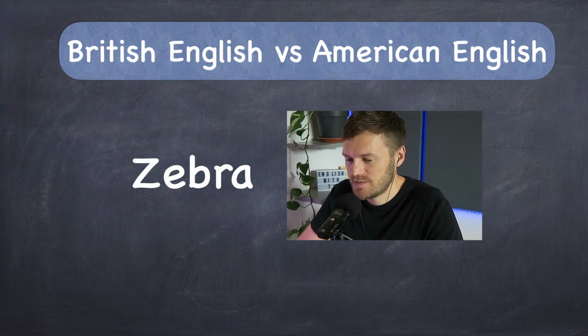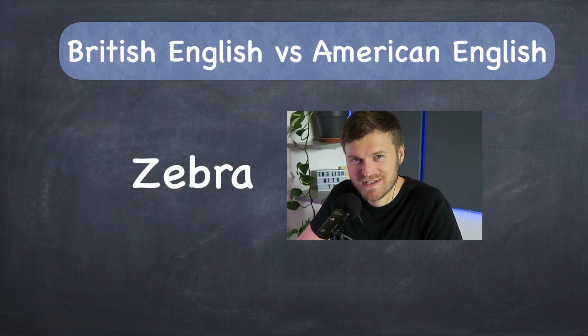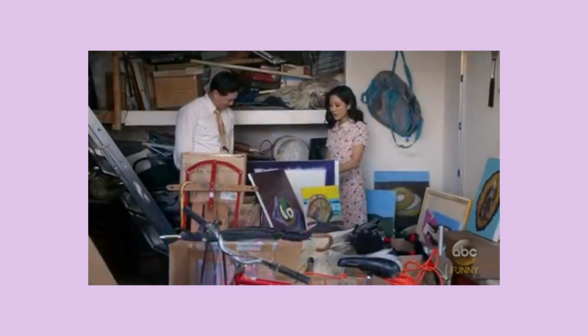Now, this animal is pronounced zebra in British English. Not by everyone, but many people would say zebra. In American English, it would be more like zebra. So the E at the beginning would be pronounced, once again, like an E sound, a quite long E as well, zebra. Here's an example for you of the British English pronunciation. Here's an example of the American English pronunciation.